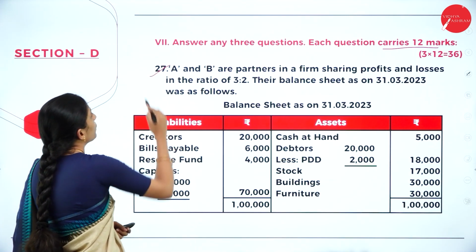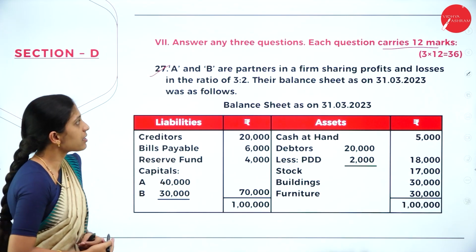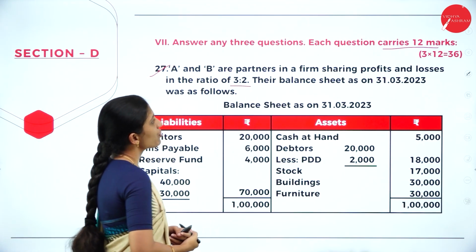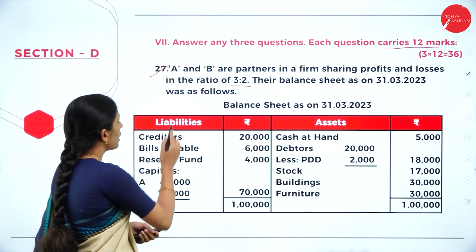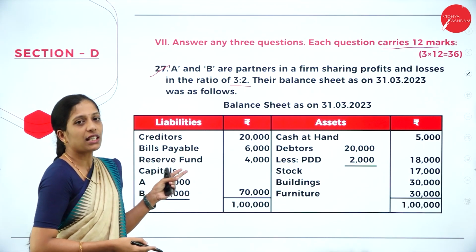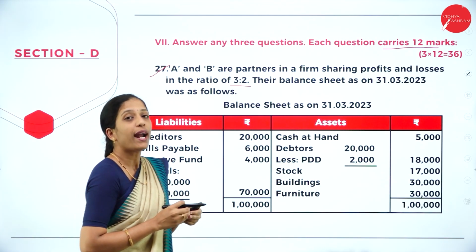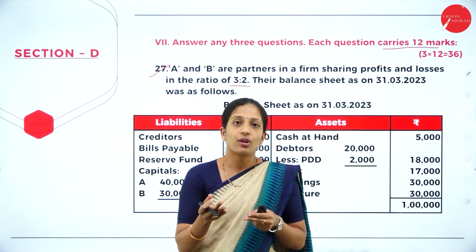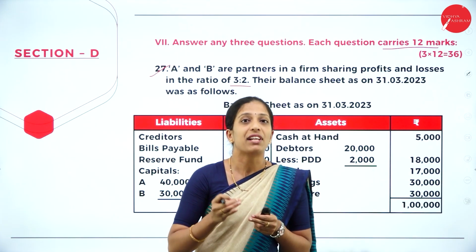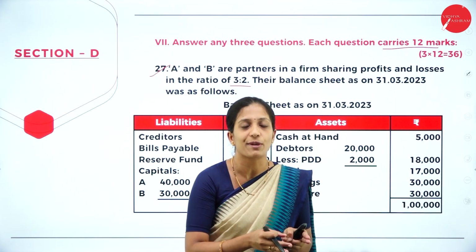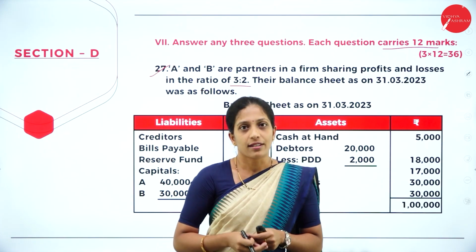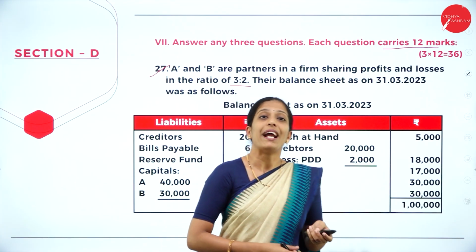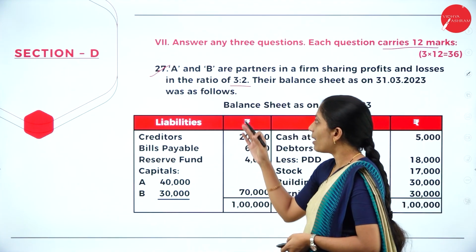Now your 27th question is: A and B are partners in a firm sharing profit and loss in the ratio 3:2. Their balance sheet as on 31st March 2023 was as follows. Now if you see, this question is related to admission of a partner. You might have seen the blueprint. In your admission and retirement, you will be having an option. Either they will ask admission for 12 marks or retirement for 12 marks. So in the model question paper, they have asked a question from admission of a partner for 12 marks.